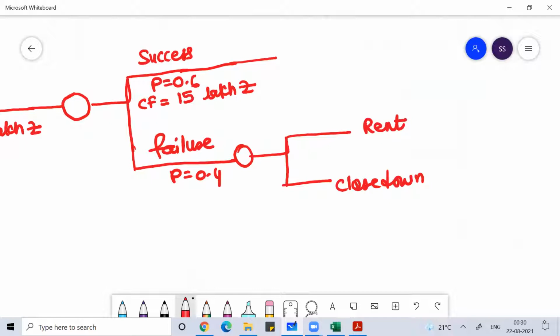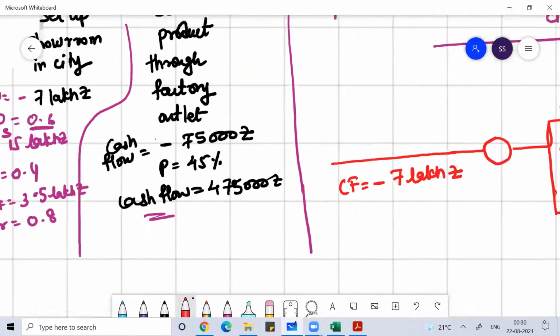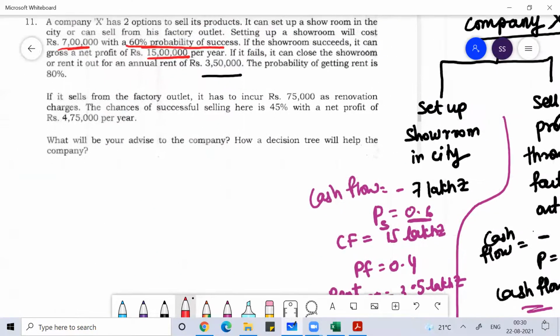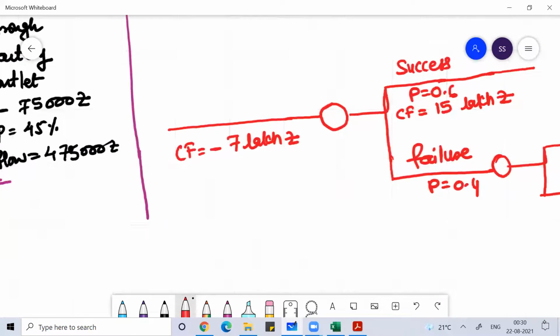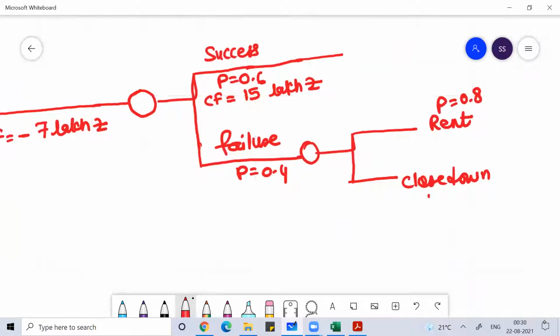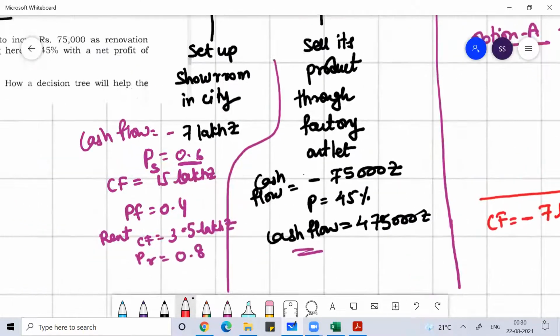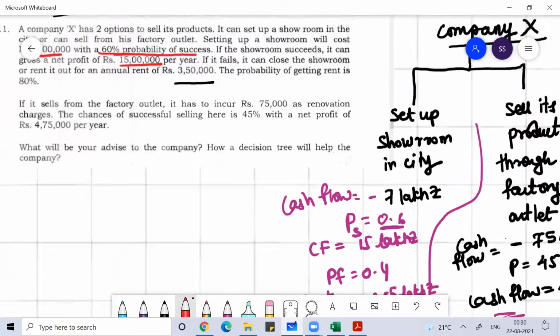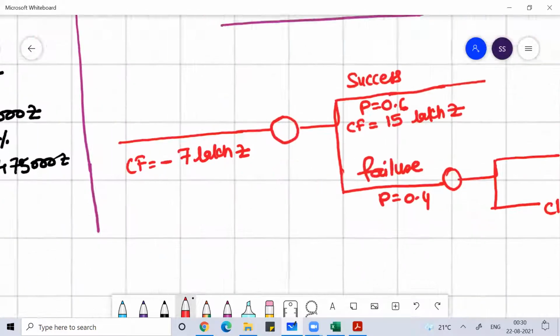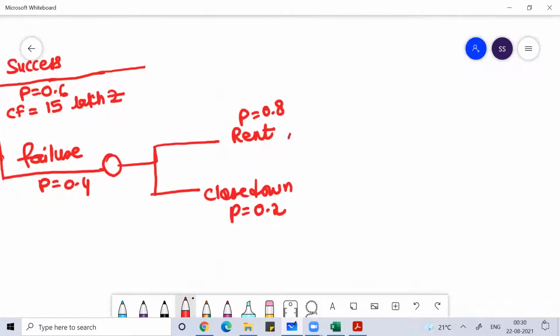So the probability that he'll get a rent is 80%. So if he does not get a rent, what happens? He has to close down only. So the probability of closing down is 20%. If he gives it for rent, the cash inflow he'll generate is 3,50,000. I'm writing this as 3.5 lakh, and this will be 0 rupees.